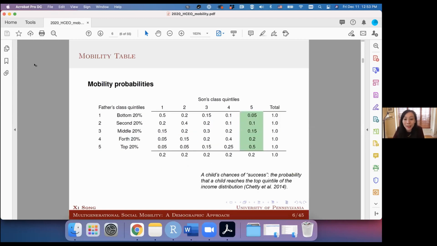And I realized that in recent years, for example, Raj Chetty also focuses on this specific column, considering the probability of flowing into the highest social class. So he calls this a child's chance of success, namely the probability that a child will reach the top quintile of the income distribution. So this is just another way to understand, based on this very simple contingency table, the relationships between our 2 generations.